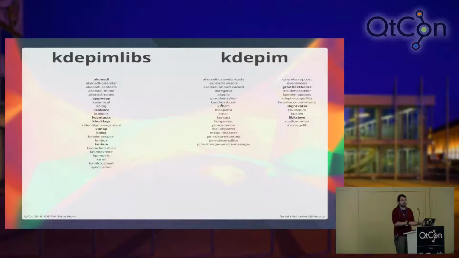That's not interesting. What's interesting is the last column, which we have a bunch of libraries that were not in KDE PIM libs. They were sort of in KDE PIM, but used only by the PIM applications because we didn't feel like anyone would use them. But then we realized, oh, there's actually some cool stuff.